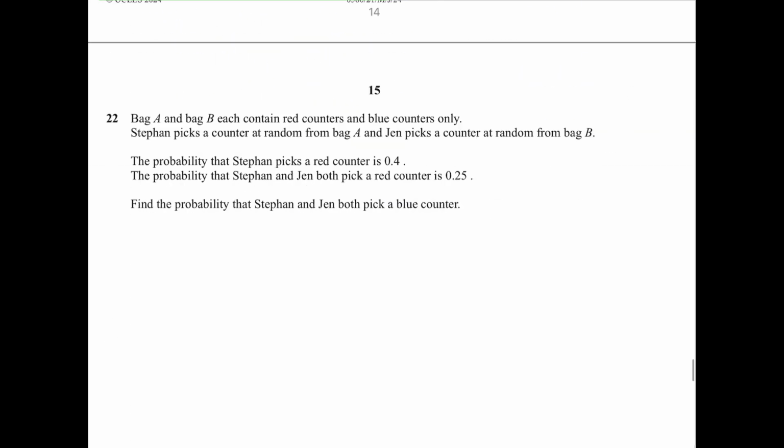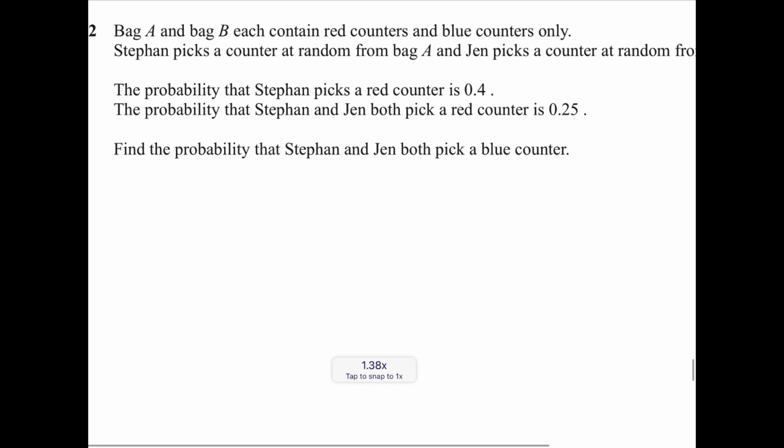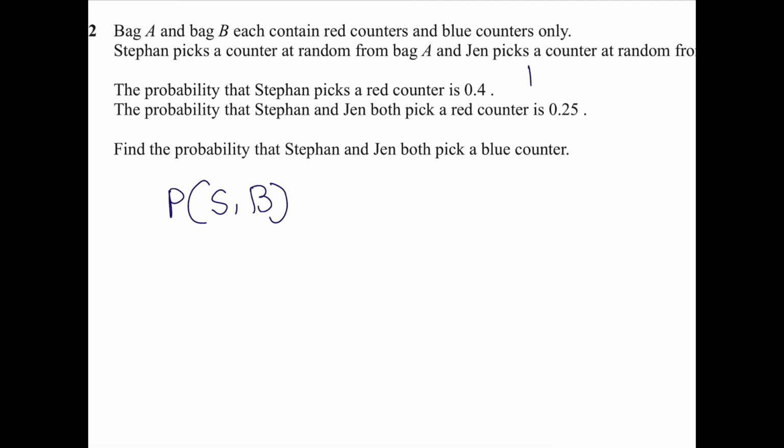Alright, moving on. It says that bag A and bag B each contain red and blue counters. Stephen picks a random counter from bag A and Jen picks from bag B. The probability that Stephen picks a red counter is 0.4, and the probability that they both pick a red counter is 0.25. Find the probability that they both pick a blue counter. Now what's the probability of Stephen picking a blue counter? If red is 0.4, then 1 minus 0.4 is 0.6.